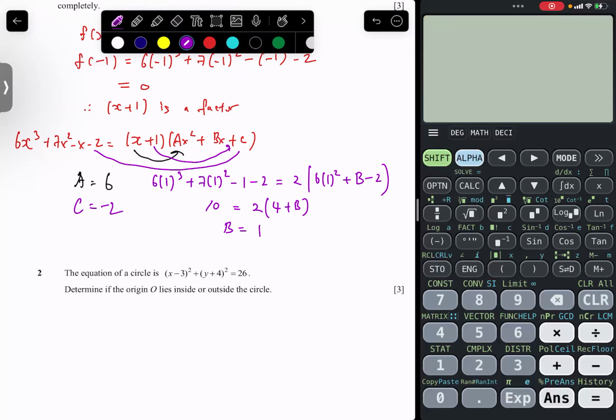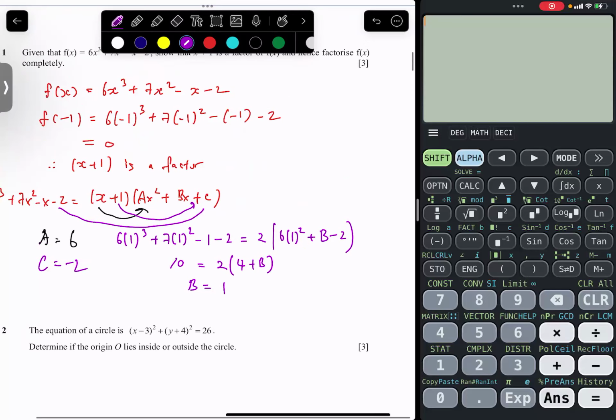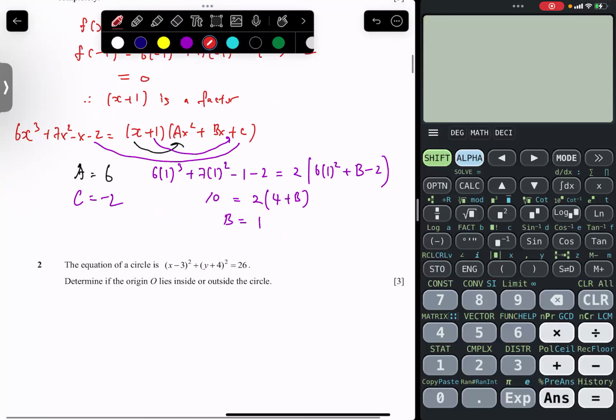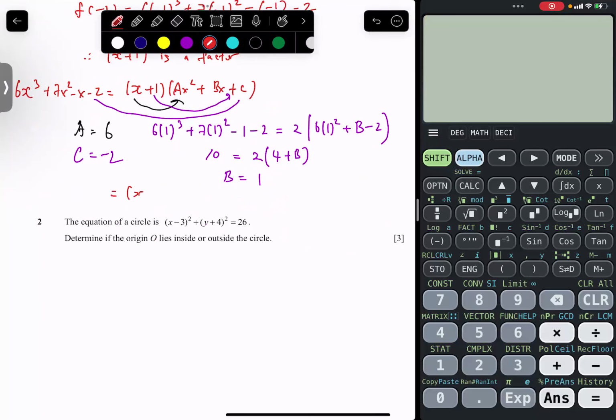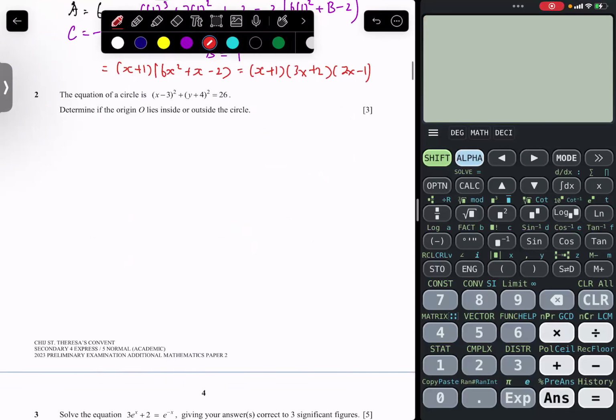So that means the expression is going to be, let me see how to continue from here. Okay, so it equals x plus 1 times (6x squared plus x minus 2), which can then be factorized again into x plus 1 times (3x, 2x), so this is plus 2, minus 1. Oh, not enough space, so I can't present it as well, but you get the idea.